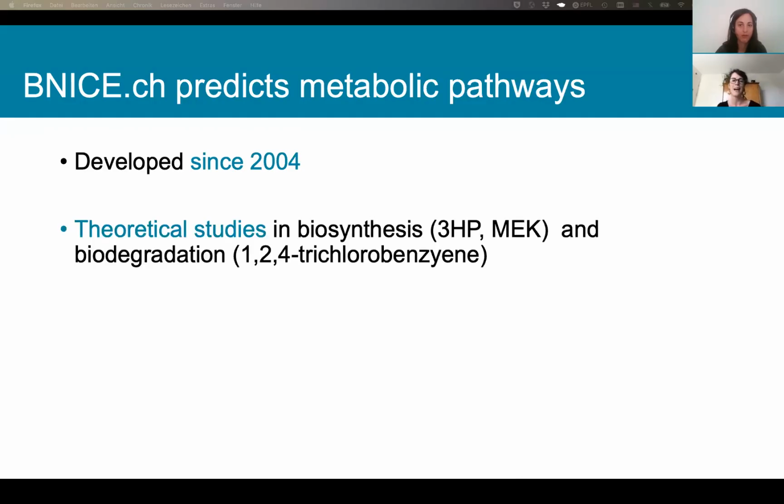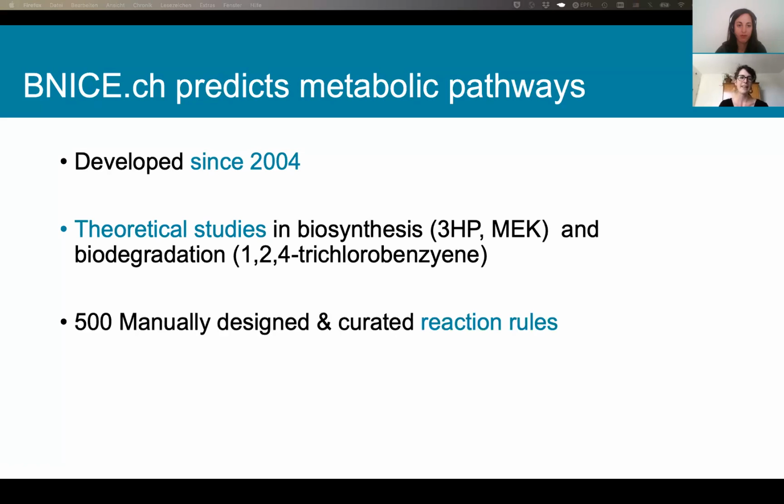It has been applied for 2 different case studies, in particular to biosynthesis and biodegradation problems, but usually more on the theoretical level, without experimental validation. Now, what is particular about BNICE is that the reaction rules that it has are manually designed and curated by biochemists, and they therefore basically represent the textbook knowledge of metabolism.